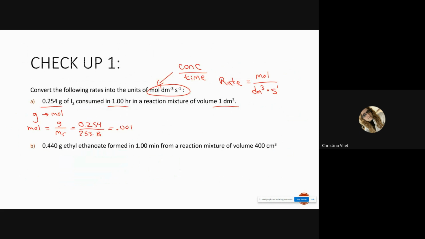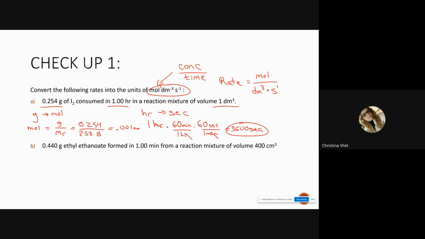Now what? I've got the moles. Do I have dm cubed? Yeah. Do I have seconds? No. So I have to do another change. I have to do hours into seconds. How do I do that? Multiply by 3,600. 1 hour has 60 minutes, and each minute has how many seconds? Right. I'm just writing the official strategy, but if you remember 1 times 60 times 60, that's what you have to do. It's 3,600 seconds.